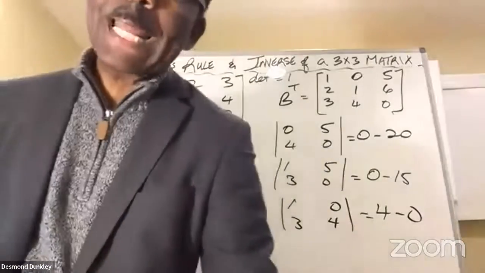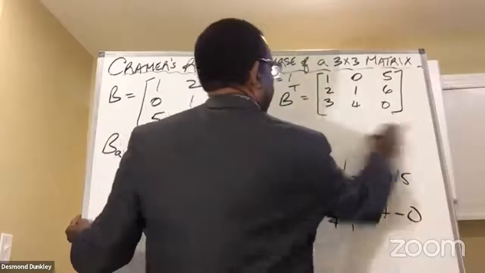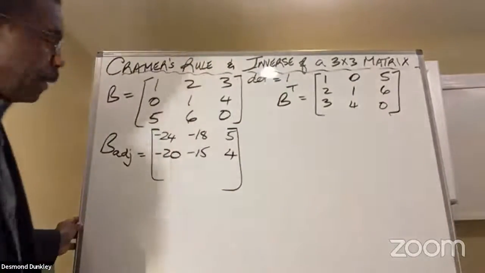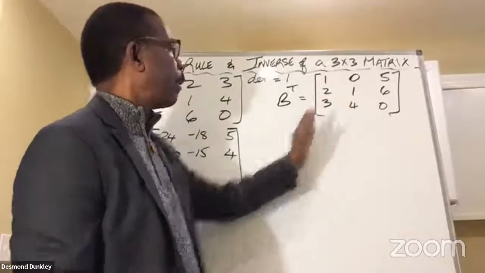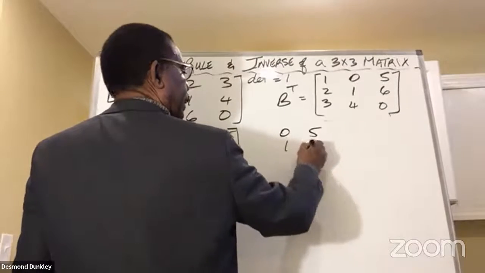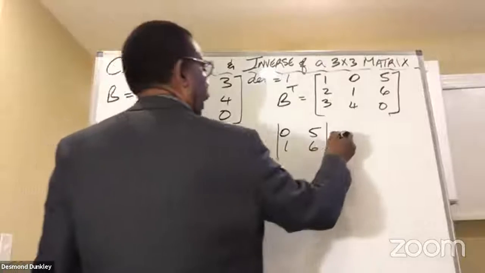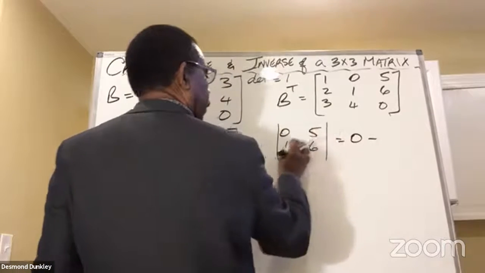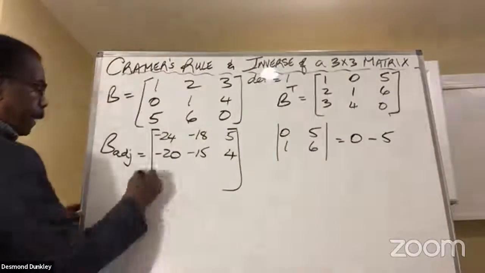So now we go to the last row. Last row, we cross out this row, cross out this column. What are we left with? 0, 5, 1, 6. And we find the determinant of this 2 by 2. We end up with AD, which is 0, minus BC, which is 5. So that gives us negative 5.